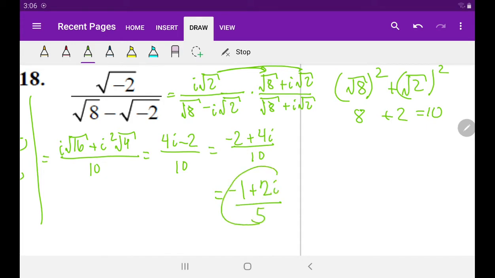And you can leave your answer like that, or if you want to split it up, you can write this as negative 1/5 plus 2/5 i, and that's perfectly correct as well.